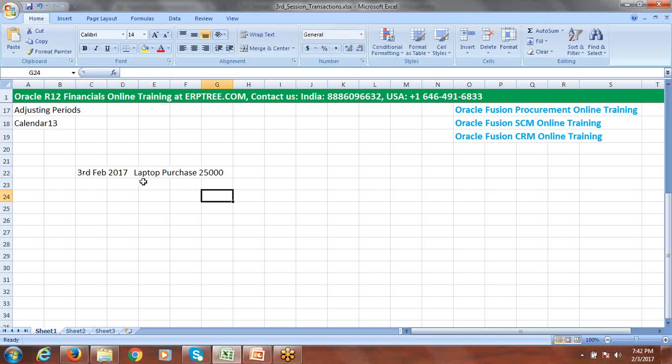From a company point of view, if you write in this way, it is not a meaningful transaction. Why? Here I wrote 3rd Feb 2017, which is very clear, and the description of what we did, laptop purchase. But when you talk about a company as part of an organization, there can be multiple entities. Your entities may mean different businesses, or you may understand them as different branches.